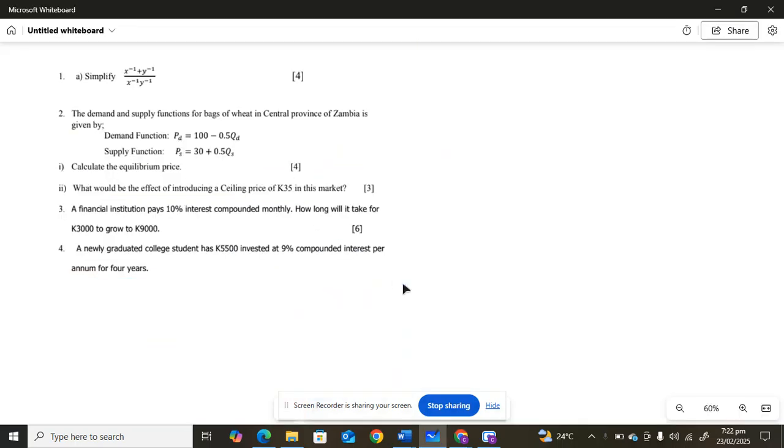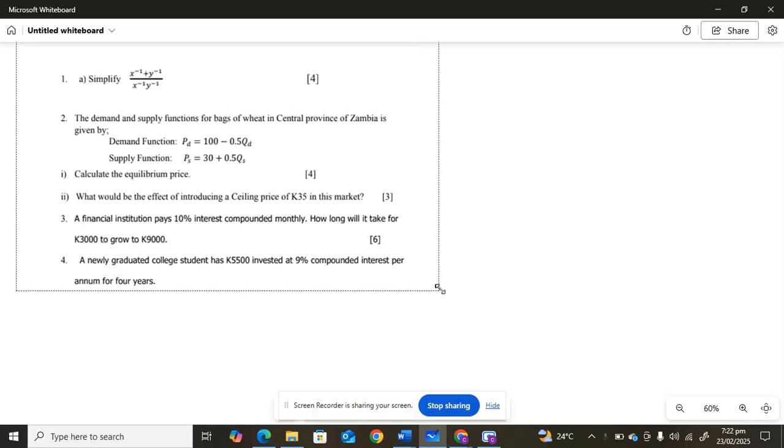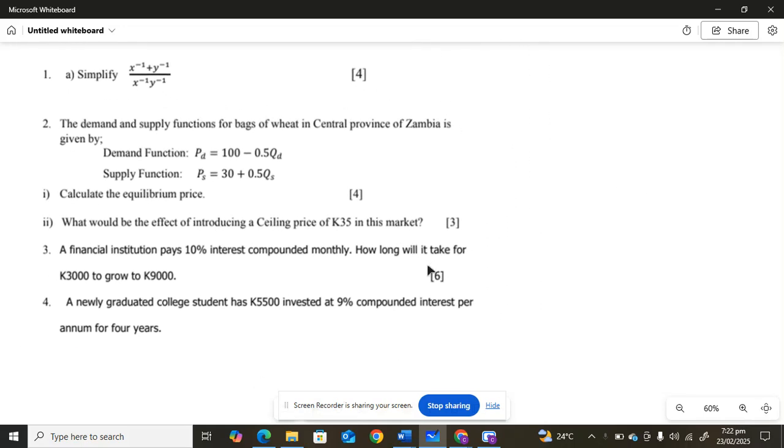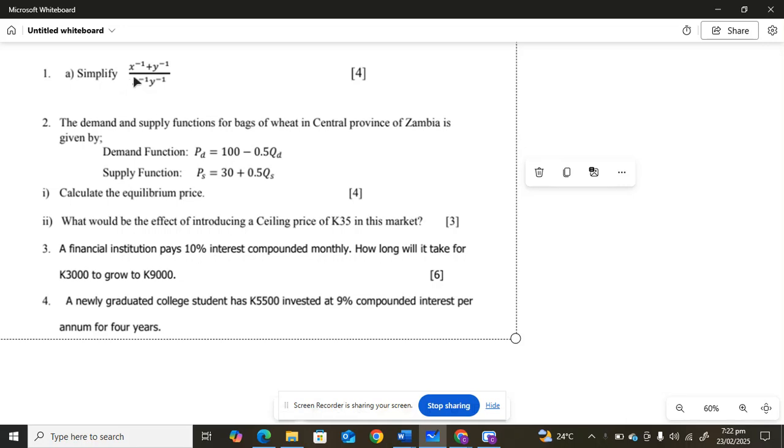Okay, so we have these questions here. We'll start with question one. It tells us simplify x to the power negative 1 plus y to the power negative 1, divided by x to the power negative 1, y to the power negative 1.